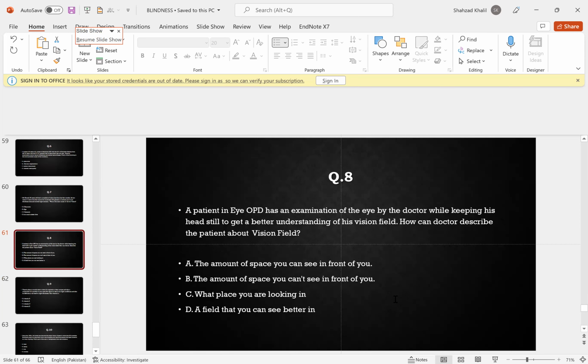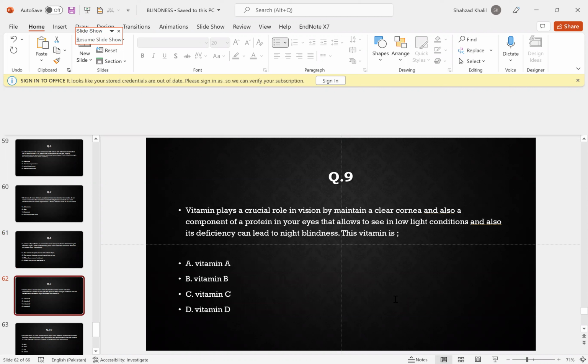A patient in the OPD has an examination of the eye by the doctor while keeping his head still to get a better understanding of his vision field. How can the doctor describe to the patient his vision field? The amount of space you can see in front of you, the amount of space you cannot see in front of you, what place you are looking in, or a field that you can see better in? D. No, the correct answer is A, the amount of space you can see in front of you.